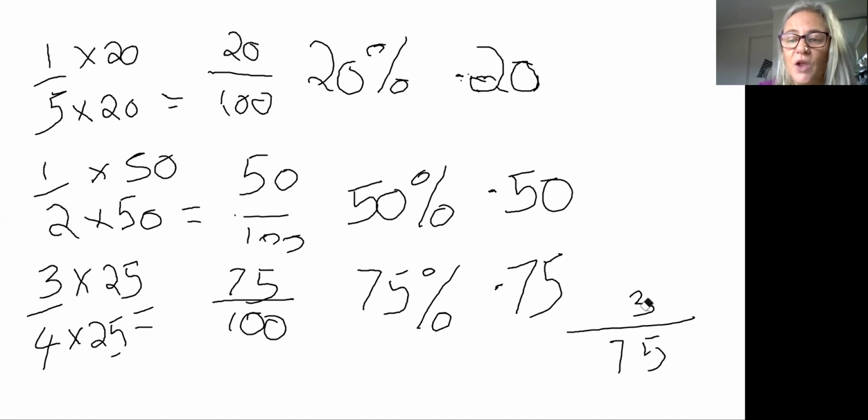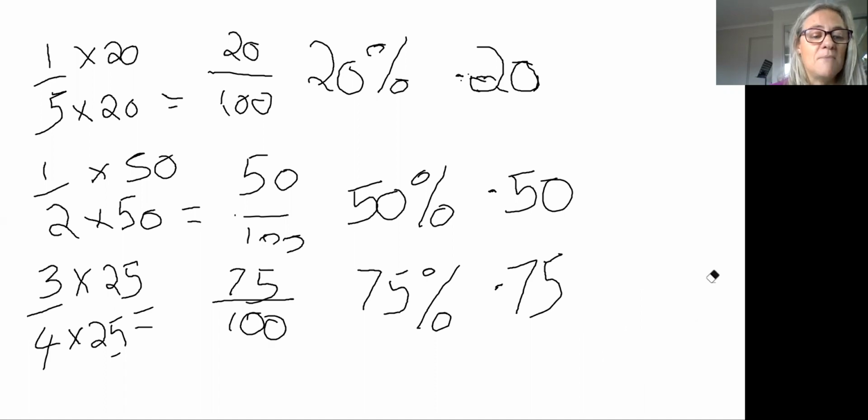So when you already have the fraction over 100, that 3 doesn't want to rub out, does it? When you already have the fraction over 100, you can convert it straight away into the percentage and into the decimal, right? So let's do one more.